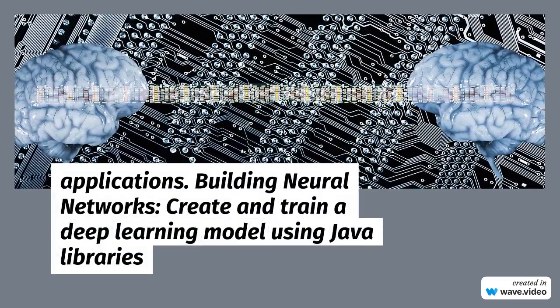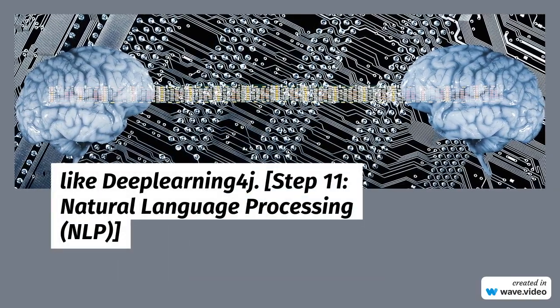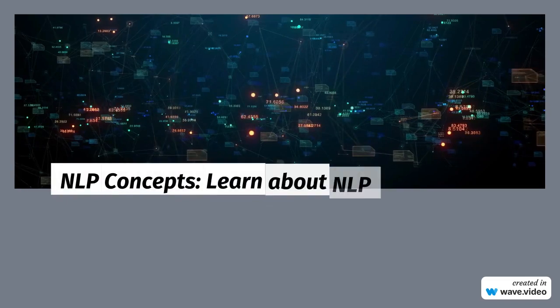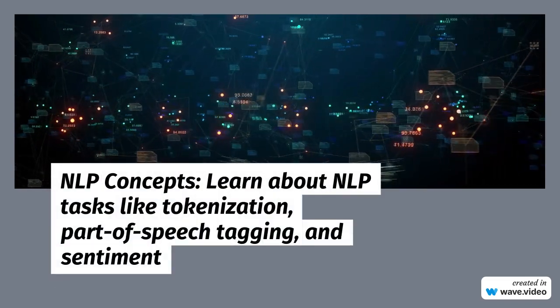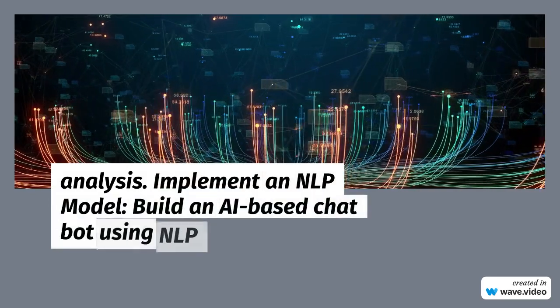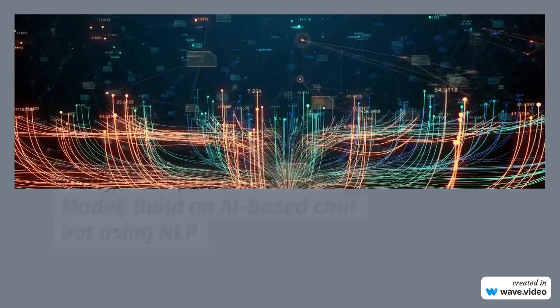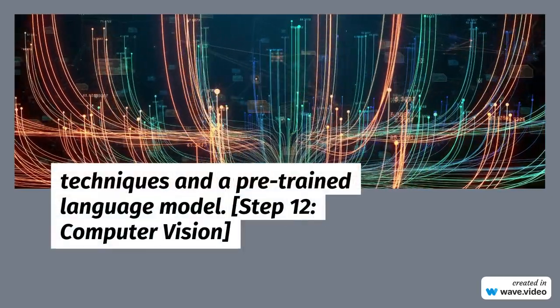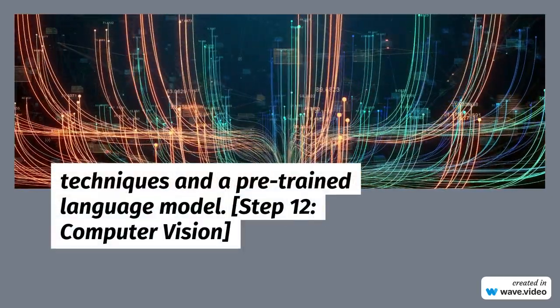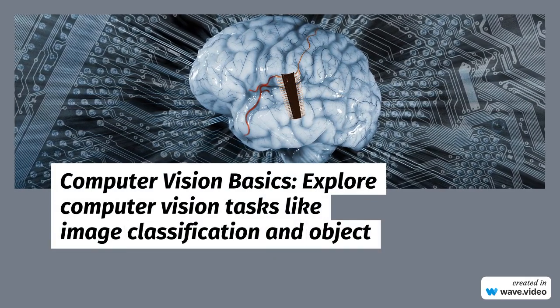Step 8: Unsupervised learning. Overview of unsupervised learning: learn about unsupervised learning where the model learns from unlabeled data to find patterns and relationships. Implement unsupervised learning. Apply an unsupervised learning algorithm like k-means clustering or principal component analysis (PCA).